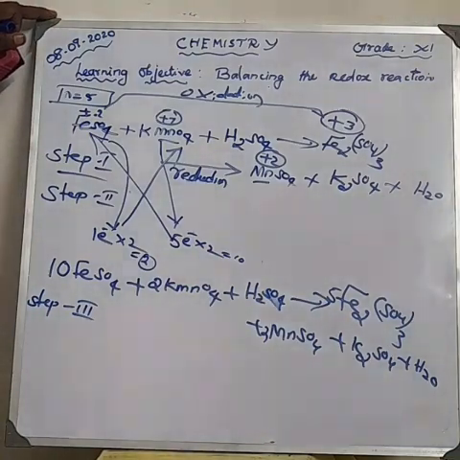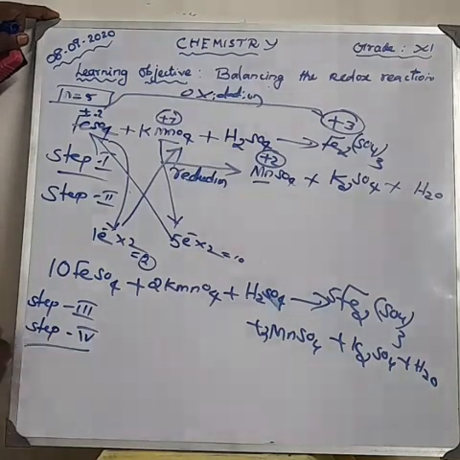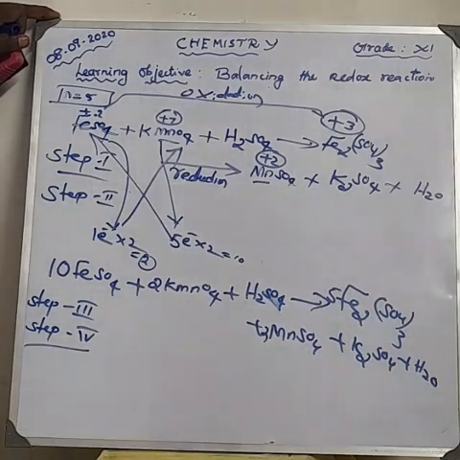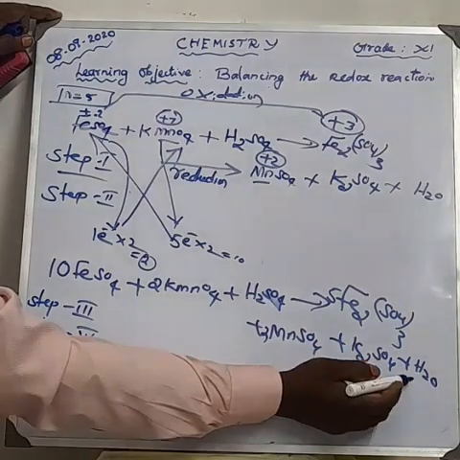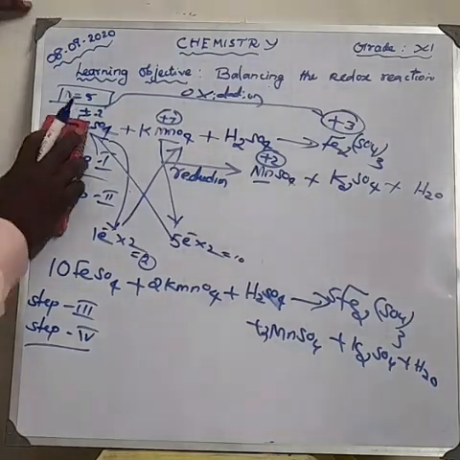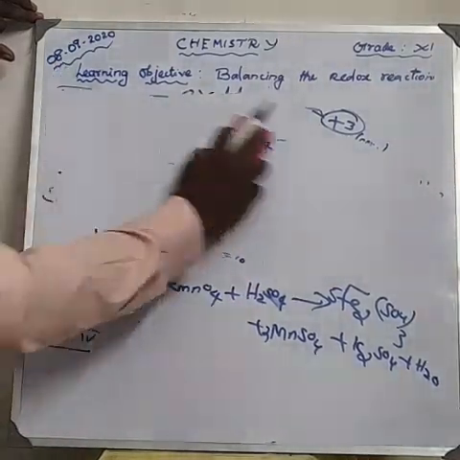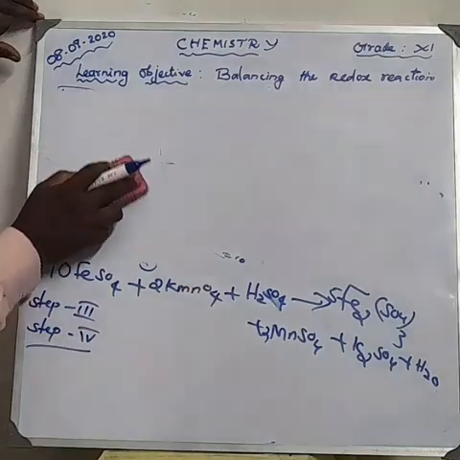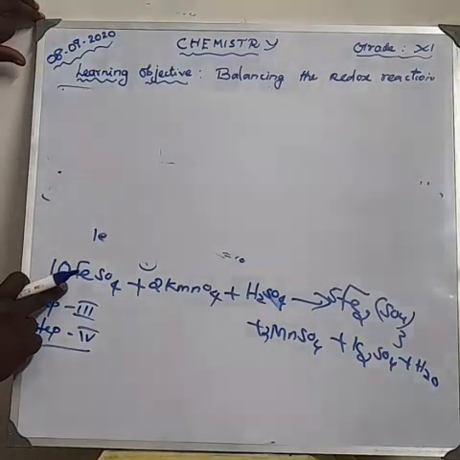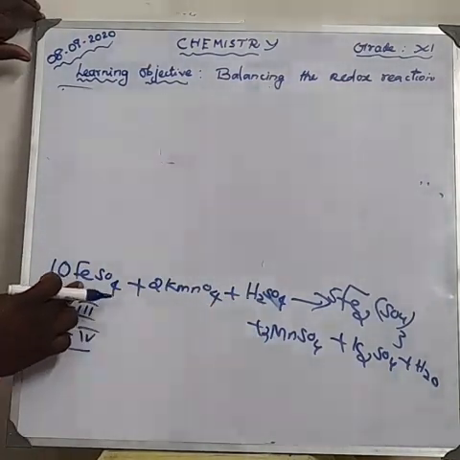That is over. What about step 4? Balance the other elements except hydrogen and oxygen. Okay? How can we balance the other elements except hydrogen and oxygen? Here, on the reactant side, how much sulfur is present? That is 10 sulfur atoms.